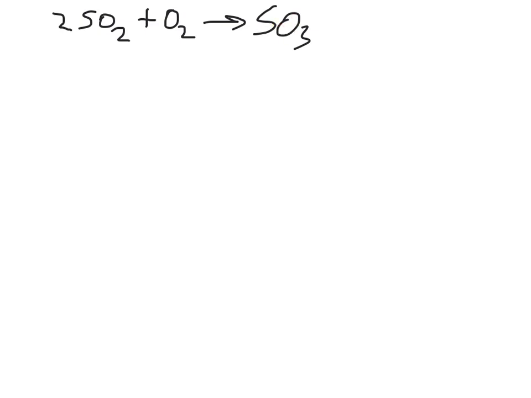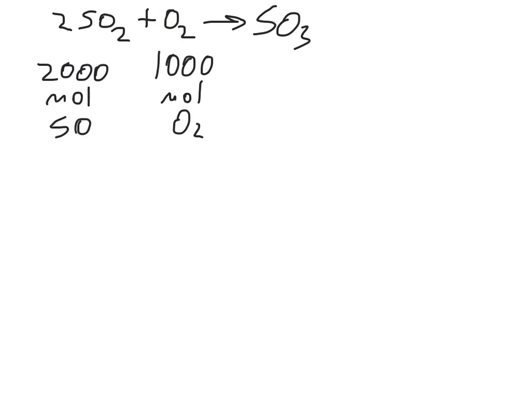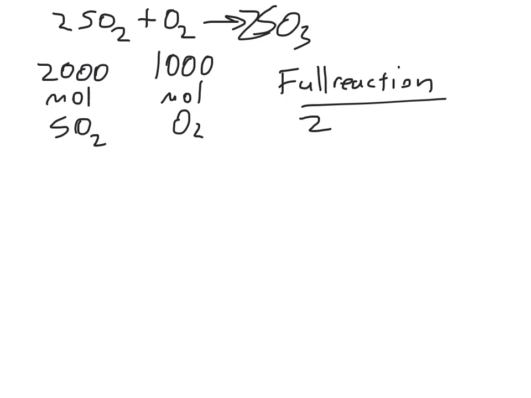That may be for many different reasons, but one common reason is that I did not let the reaction go long enough. So if I have 1,000 moles of O2, and we'll assume it's in a stoichiometric ratio with the SO2, so 2,000 moles of SO2. If this goes fully to completion, 2,000 moles of SO2 and 1,000 moles of O2 for full reaction, that should produce 2,000 moles SO3.